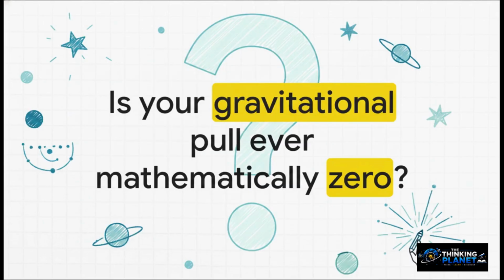As we wrap up today's explainer, I want to leave you with one final mind-expanding thought experiment. If distance exponentially shrinks gravity according to this inverse square law we just discussed, is there anywhere in the universe, no matter how vast or how empty, where your personal gravitational pull on the cosmos is mathematically zero? Think about the equation we just built and what it implies for everything in existence.